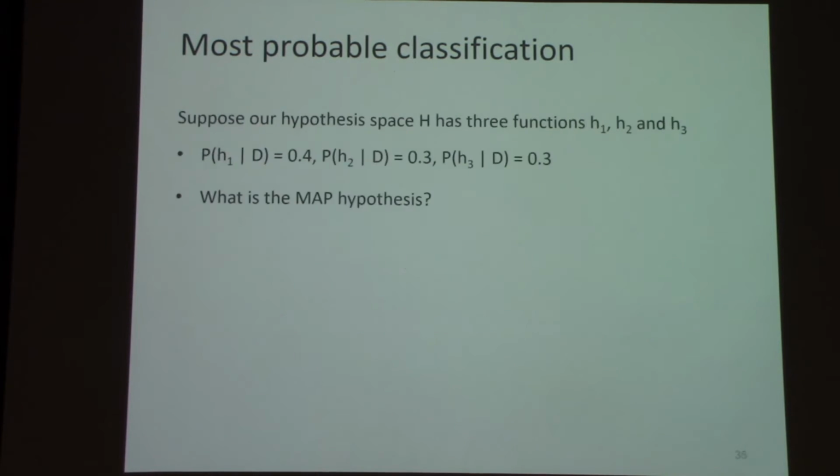Let me give you an example. Suppose your hypothesis space has only 3 functions, h1, h2 and h3. These are the 3 classifiers that we need to choose from. And let's say you have some data set D, and it doesn't matter how we get these numbers, let's say we know that the posterior probability of h1 given D is 0.4. The posterior probabilities of h2 and h3 given D are both 0.3. Now, what's the MAP hypothesis according to this? The most probable hypothesis according to these numbers.